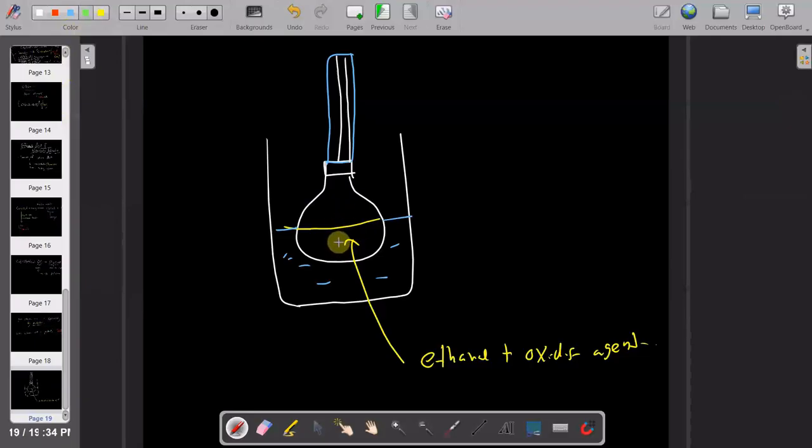Now several compounds are being separated and going up as a gas, right? Now this is the gas phase. In these gases you have ethanol, oxidizing agent, and also what? Ethanoic acid, right? Now what we do is we want to bring it back to the mixture, right?